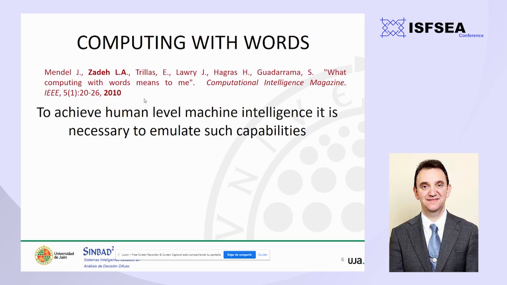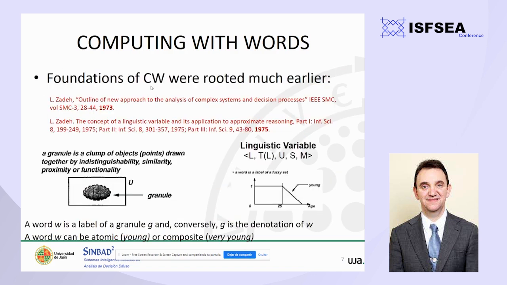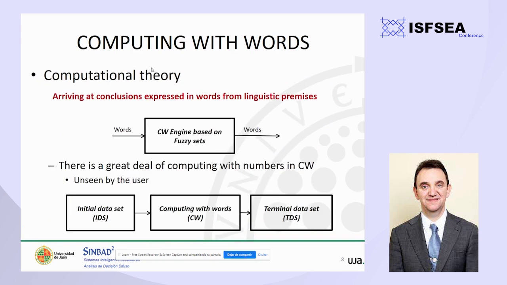So computing with words aims to achieve human-level machine intelligence, and to do that it is necessary to be able to emulate the previous capabilities of human beings. So we can say that computing with words is a methodology in which words are used in place of numbers for computing and reasoning. The main foundations of computing with words come from fuzzy logic. Although computing with words was introduced at the end of the 20th century, its roots were presented in the 70s. The main idea is to develop a computational theory in which the input is linguistic information that is translated into an operational model language in which we make the computations, and then the results are expressed in a linguistic way.